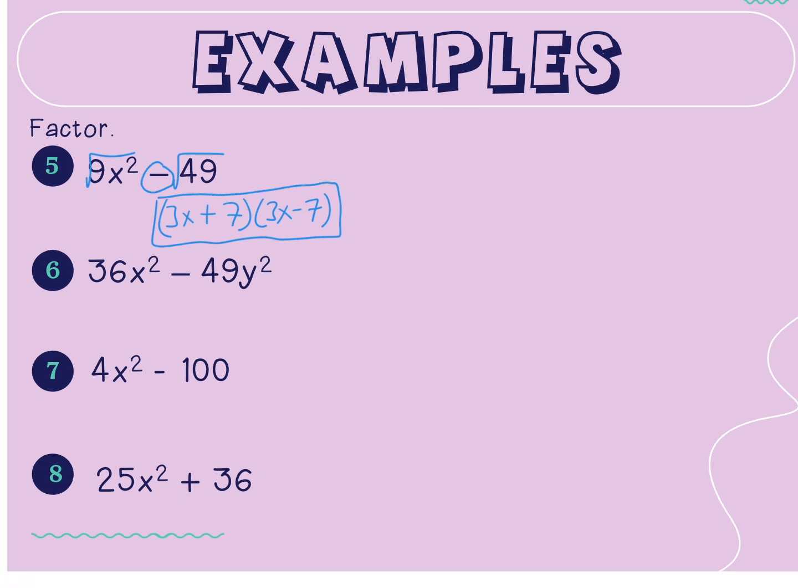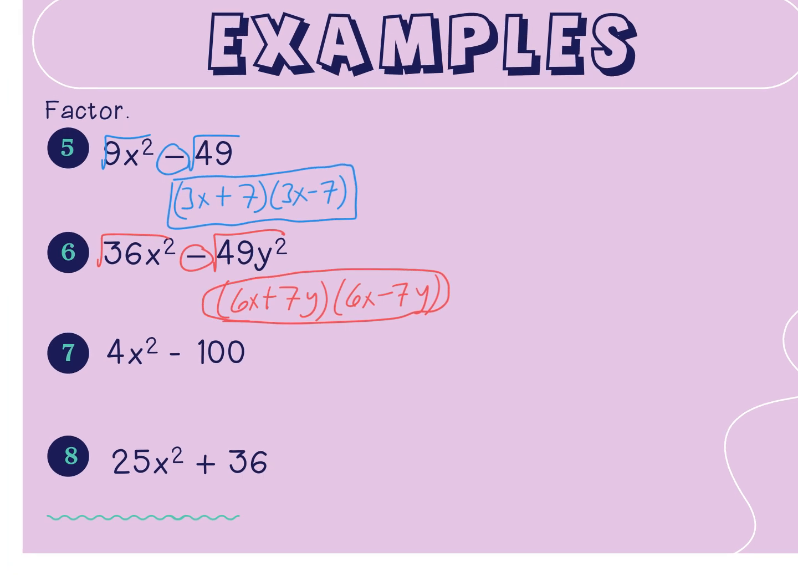All right. Same thing with the next one, square root the first, square root the second. They have a minus in between, so it's just going to be 6x plus 7y, 6x minus 7y. And then that's your answer. All right. Same exact thing with the next one, although with this one, you could take out a GCF from the beginning, right?